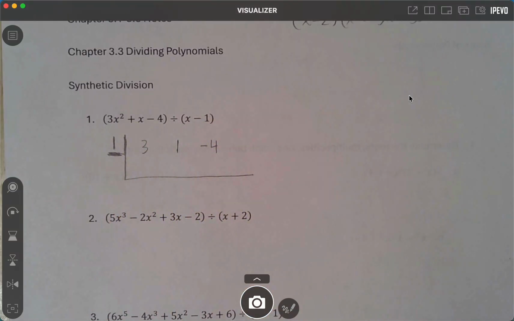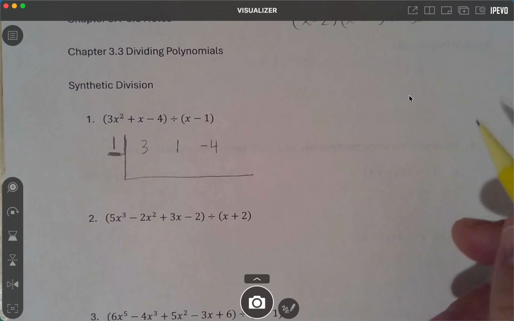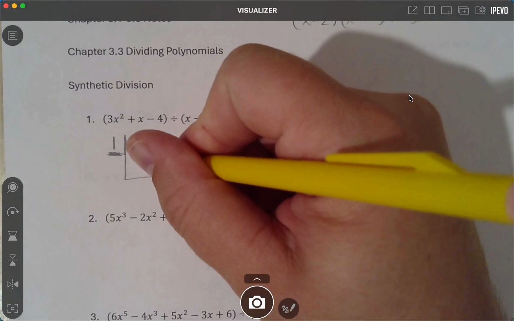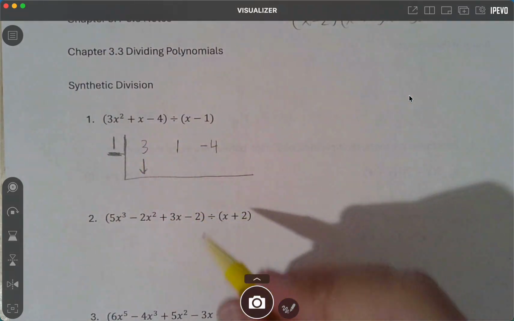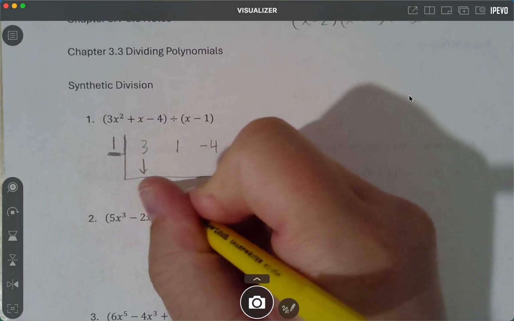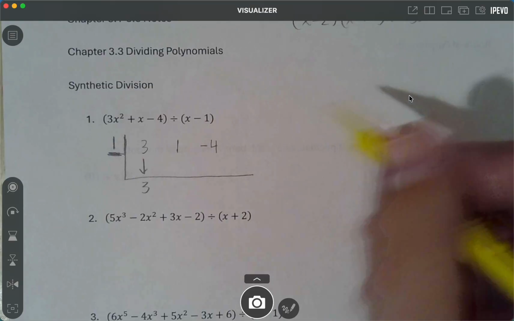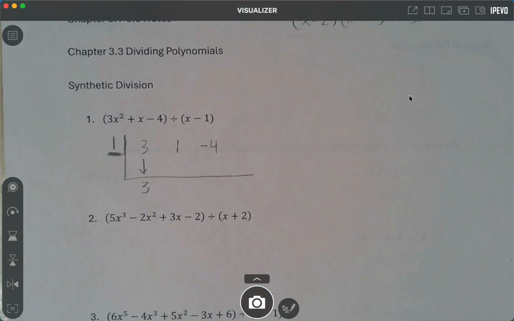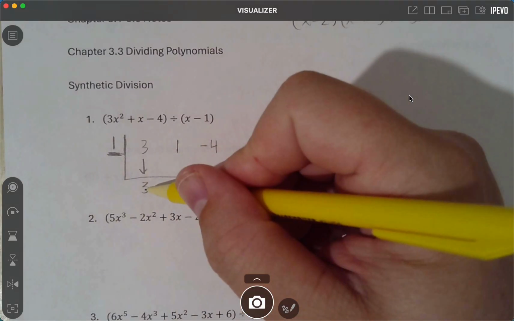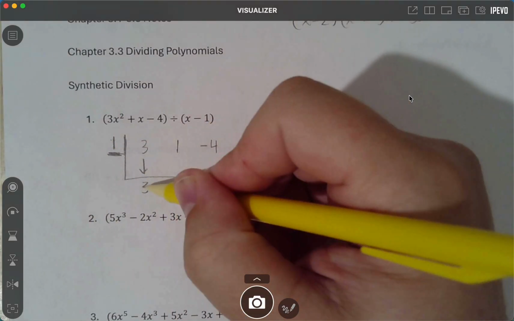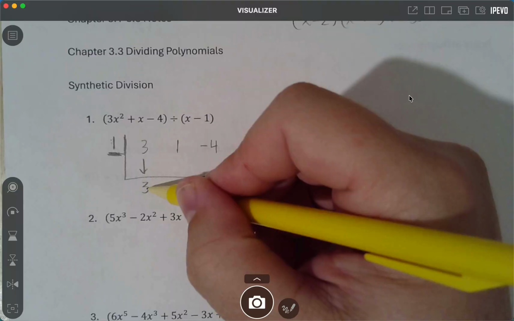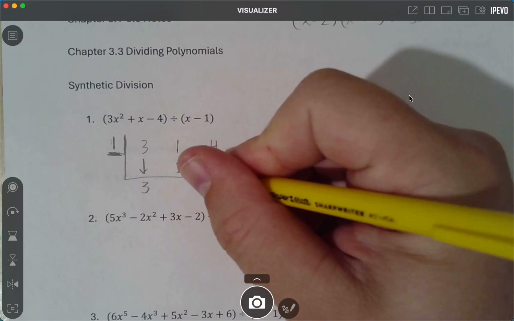What on earth is this algorithm? What are we going to do? Well, first thing we always do, you might want to get in the habit of doing this, draw an arrow and drop that first number down, which should feel a little familiar to division. We would drop things down as we would go through. Here's where things get different though. It's drop down and then multiply across. So 1 times 3 is 3.